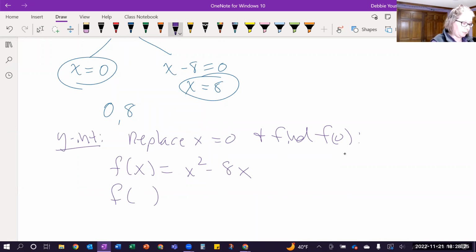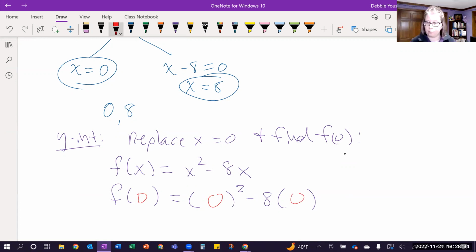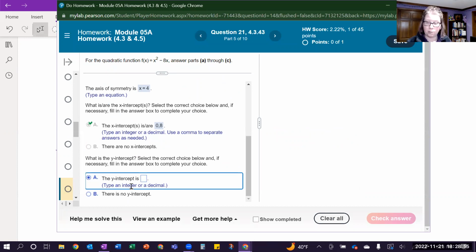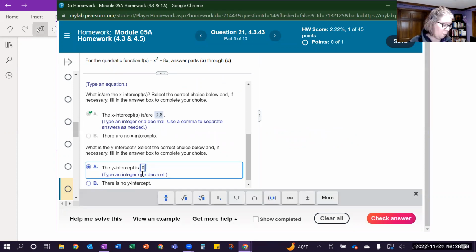So f of 0 will be blank squared minus 8 times blank. In place of the blank, I'm putting 0. And so that's all going to multiply to 0 in each product and then subtract and still have 0. So my y-intercept would be just the number 0 for that. So I go back to enter that. And we're going to say there is one. So I'm going to select A, and it just says type the integer or the decimal. So just literally the number.